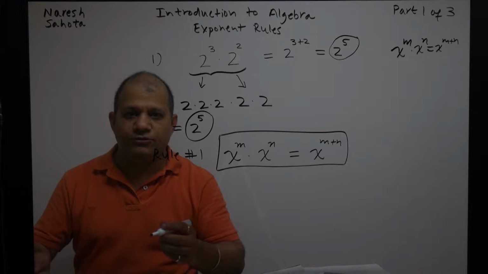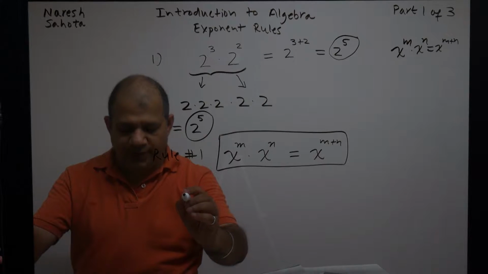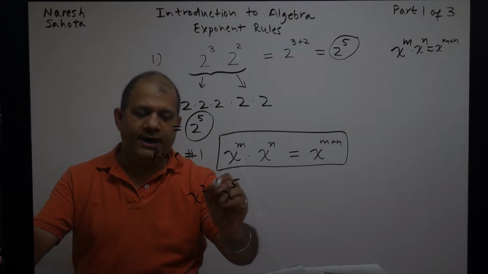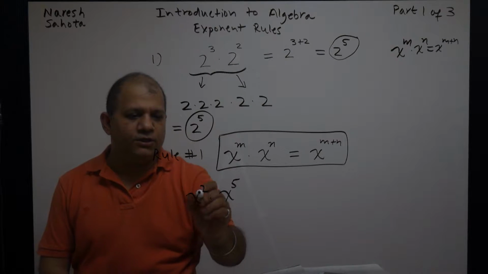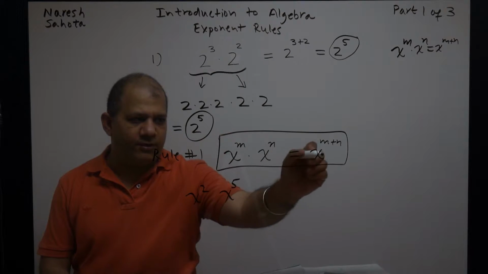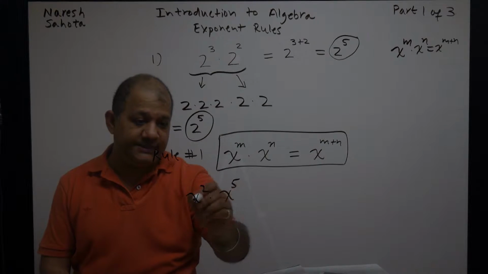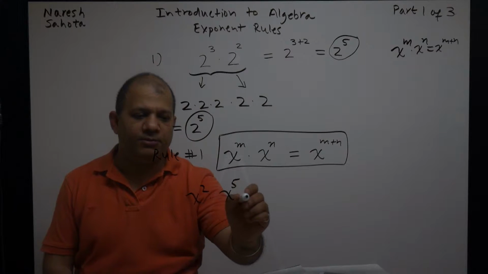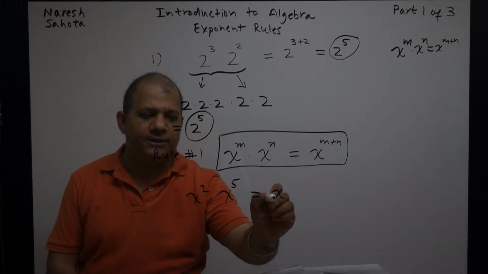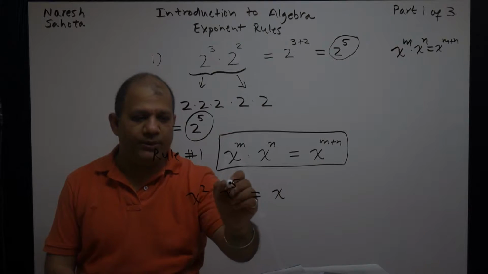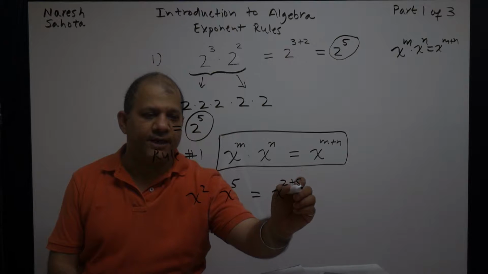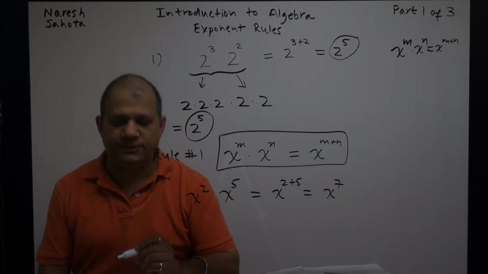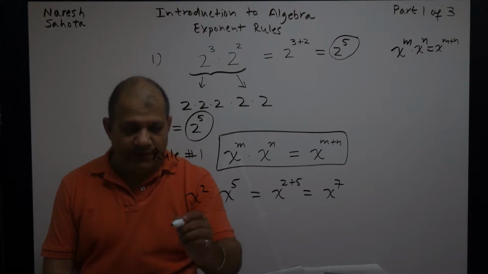So now we can do some examples. So what if we're given x to the 2 times x to the 5? So what does that become? So here if we follow this rule, so our base is x, but our m is 2 in this case and n is 5. So when we multiply same bases, we will say this will equal, so still base x, but we add the exponents. 2 plus 5, so this will give us x to the 7. So that's the answer.